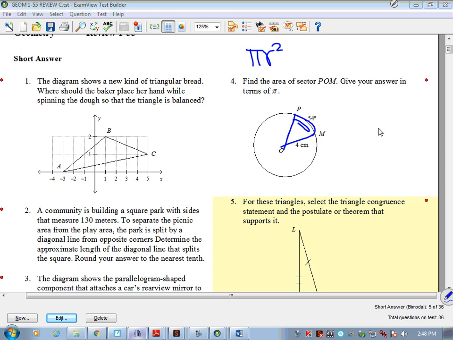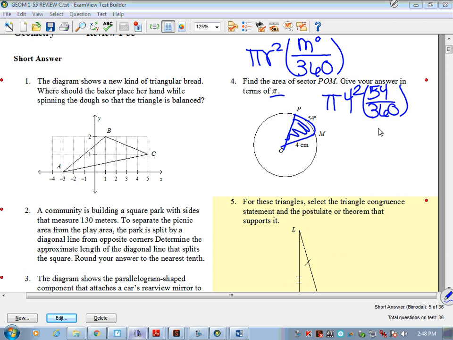That fraction of it right there. So the rest of our equation is the measure of my arc over 360 degrees. They want our answer in terms of pi, so I actually don't have to plug in pi to the calculator or substitute in for pi. What we're going to end up with here is pi, r, which is 4 squared, and my measure, 54 over 360.